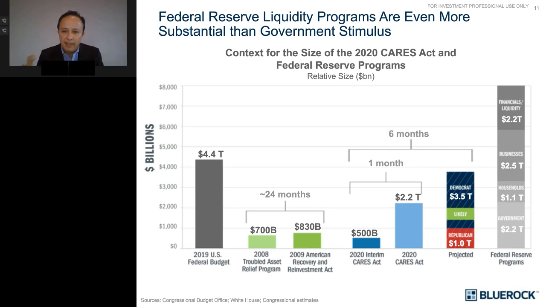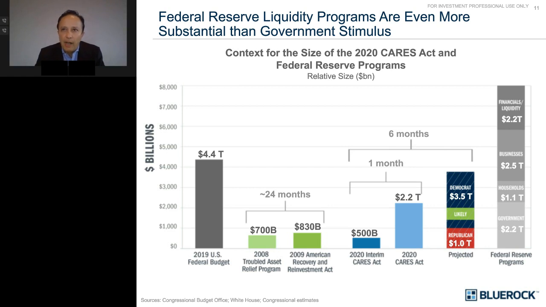The Fed has pumped in $8 trillion of liquidity into the market between financials and going out to the market and buying stuff, businesses, households, and government. And that's almost twice the size of the U.S. federal budget. It's almost twice the size of the stimulus that we have. And that's going to have an impact on the market.